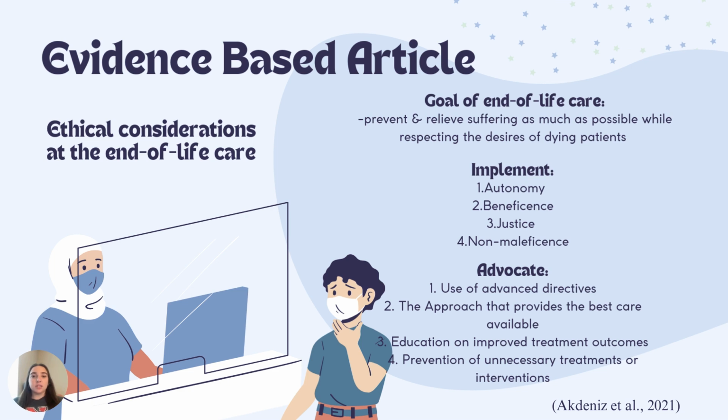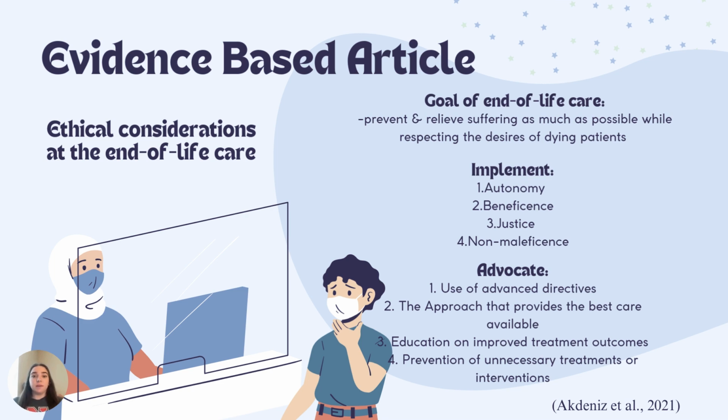We also need to implement justice. This really ties into the fact that every patient is going to get treated fairly. Every patient should get the resources that they need. So it's important that we educate ourselves and the families on improved treatment outcomes and what might be best for the patient. And then nonmaleficence is the will to do no harm.